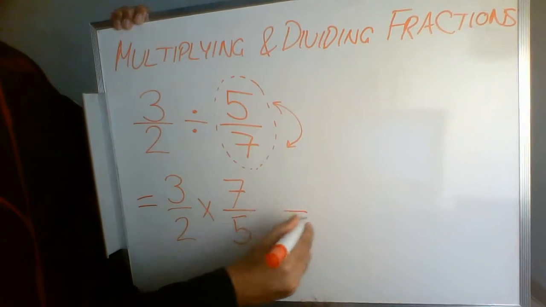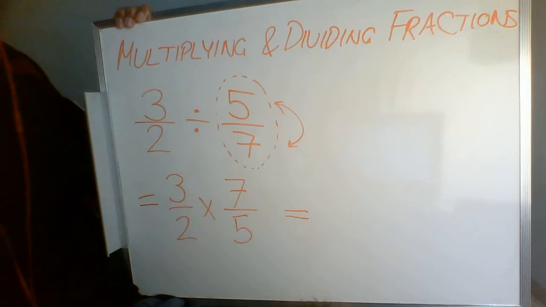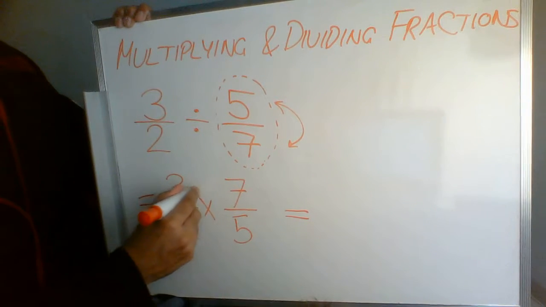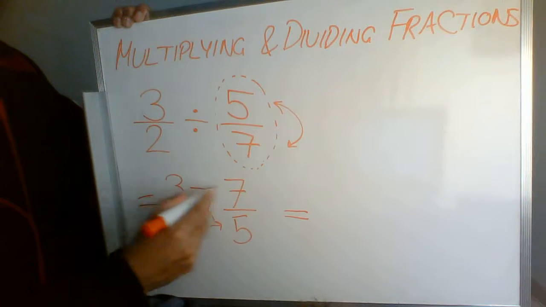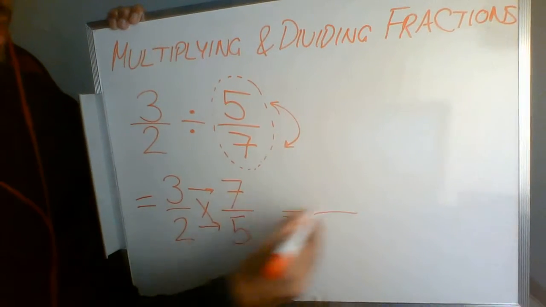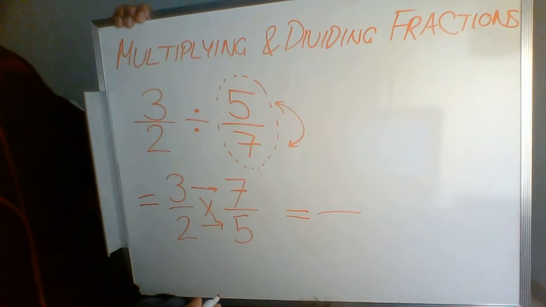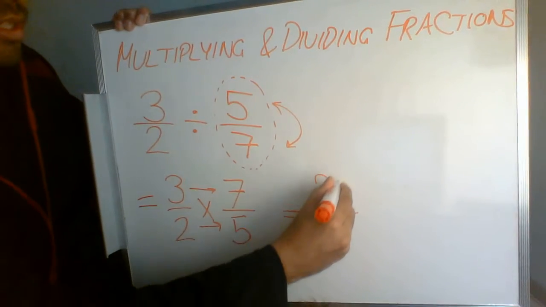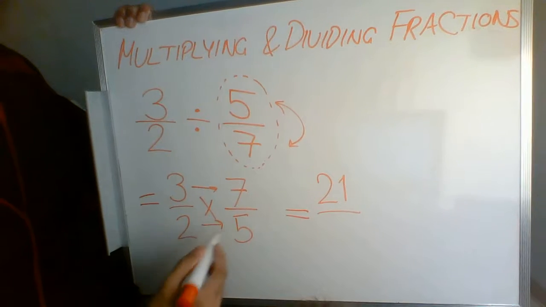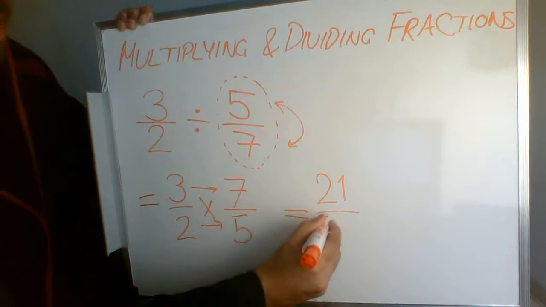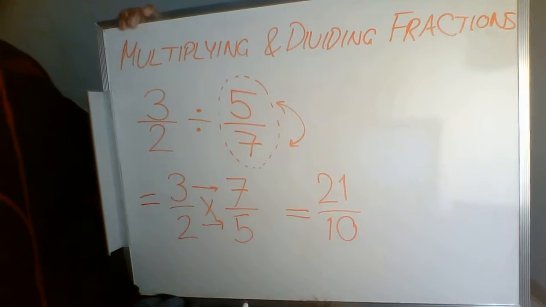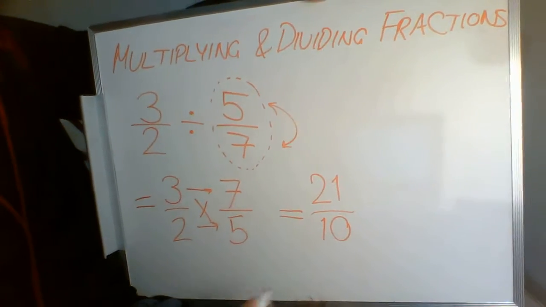And now, again, this is the example that we started with. We can't reduce anything here. So we just go ahead and do the multiplication across the tops to get our new numerator and across the bottom to get our new denominator. So on top we'll get 3 times 7, which is 21. And then down on the bottom we get 2 times 5 is 10. And that gives us our one fraction here.